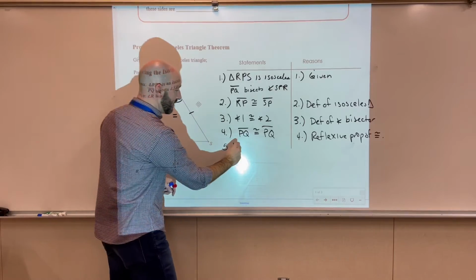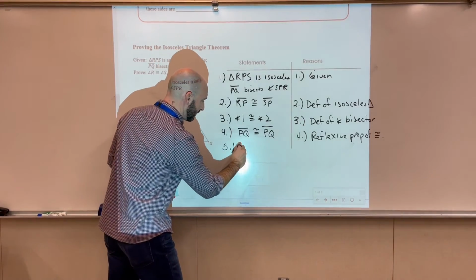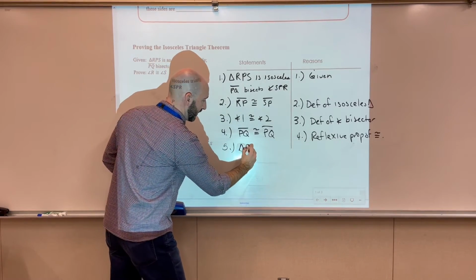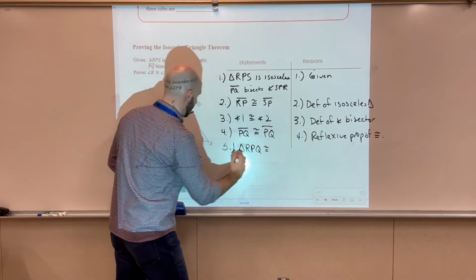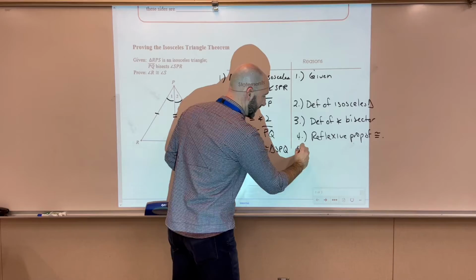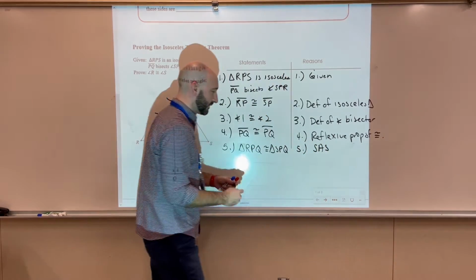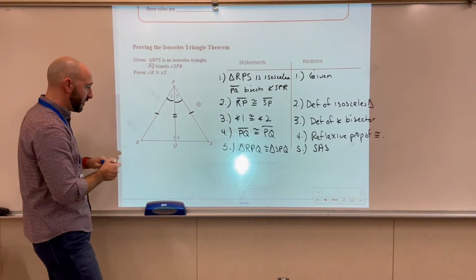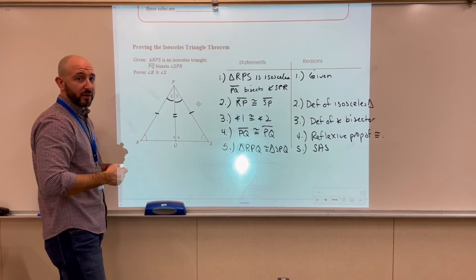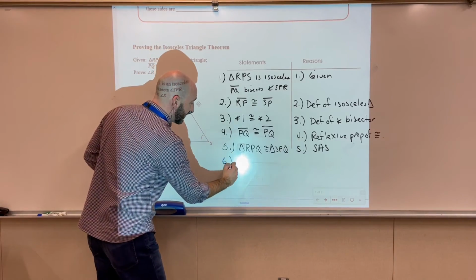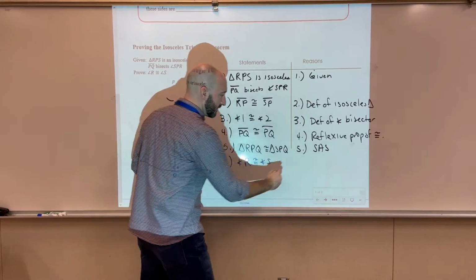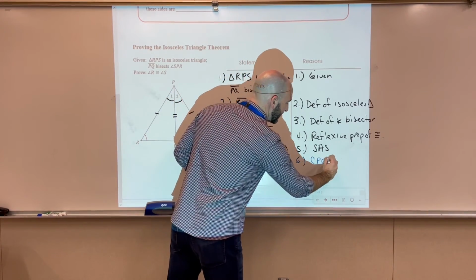So triangle RPQ is congruent to triangle SPQ because of side angle side. And now the base angles that we're trying to prove congruent, angle R and angle S, have to be congruent because of CPCTC, or the definition of congruent triangles. So angle R is congruent to angle S because of CPCTC.